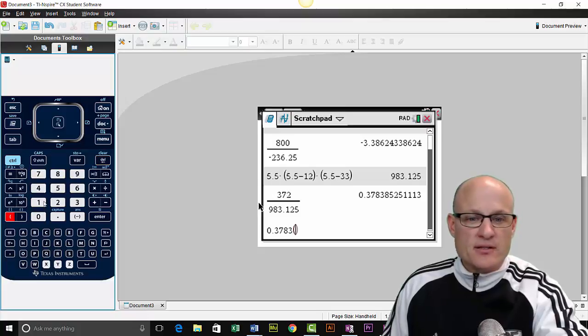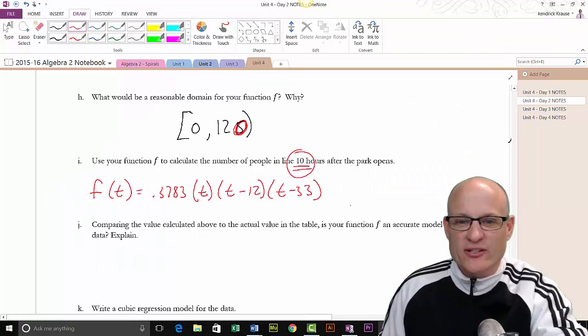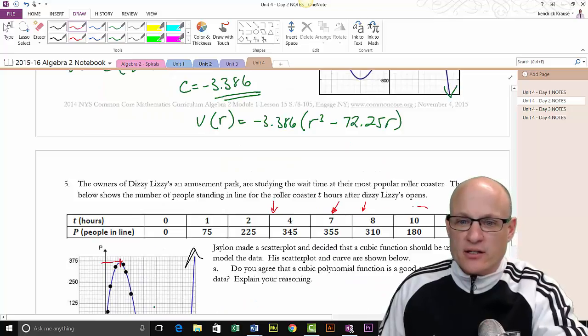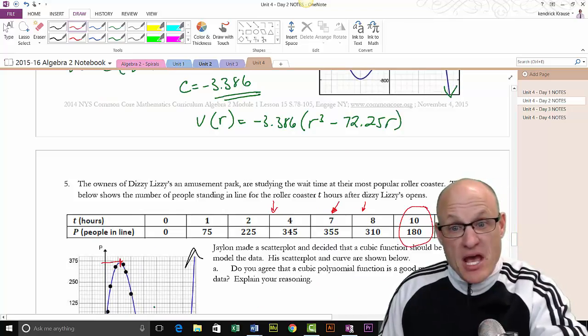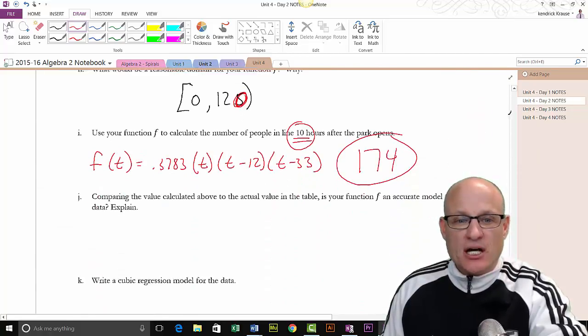Parenthesis. Ten minus twelve, ten minus thirty-three. And if I hit enter, I should have 174 guesses. So if I use this, it's 174 guesses. Now let's go look up here at 10. 180. That's not bad. It's a good model. It's not a bad model. 180.